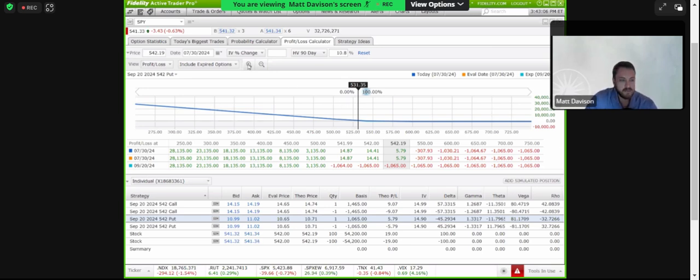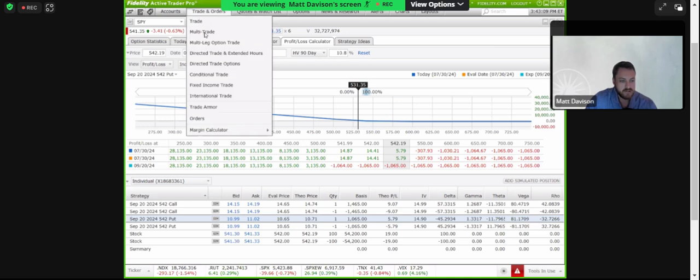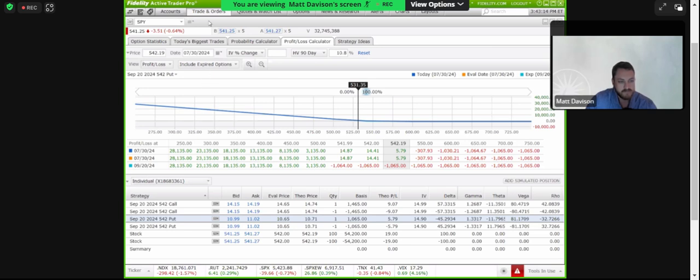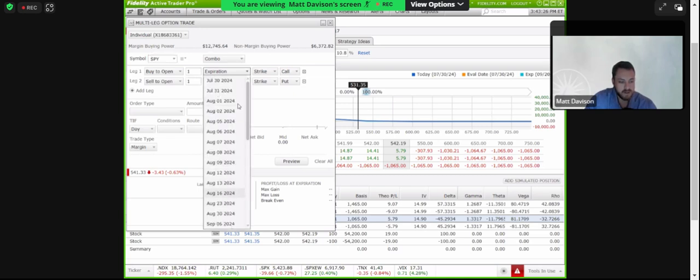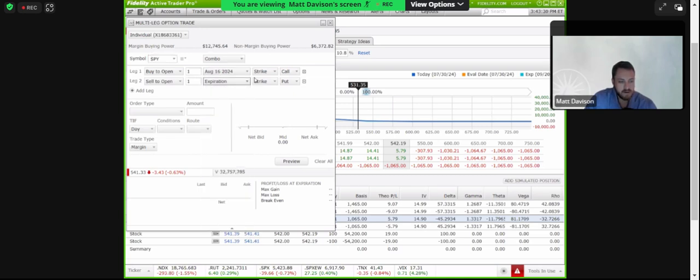Todd, you were asking about how do we do these just in general on one trade ticket. Let me show that really fast. If we go to multi-leg options trade right here, and then what you want to do is go to combo, and let's say we just wanted to do SPY, I'll just use August 16th so I don't have to keep scrolling down here, and we wanted to do the exact at the money version.